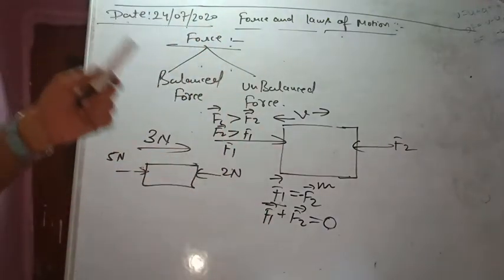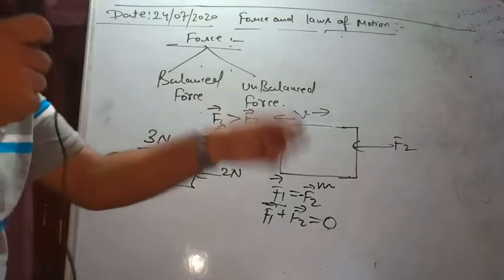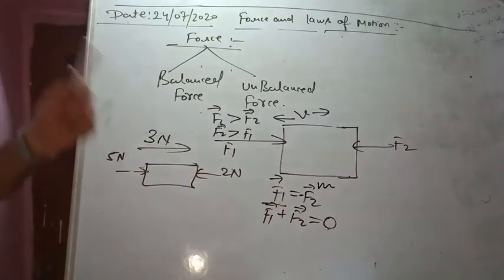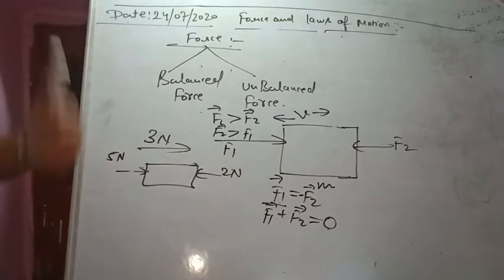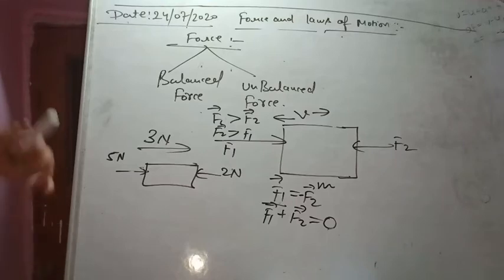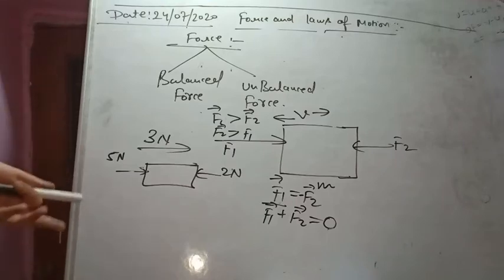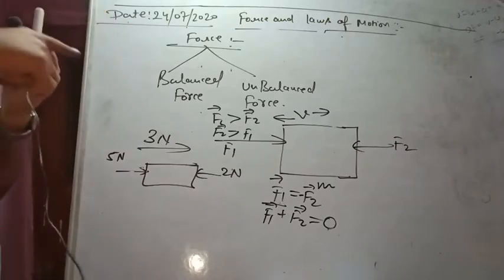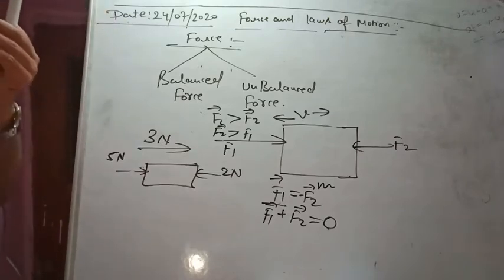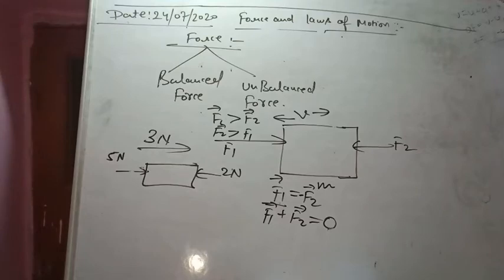Unbalanced force can change the direction of motion of an object. Unbalanced force can stop a moving object. One object is moving, but unbalanced force is capable enough to stop it. And even unbalanced force can change the shape of an object. So everything which we discussed for force is applicable for unbalanced force. I hope that topic is clear to you.